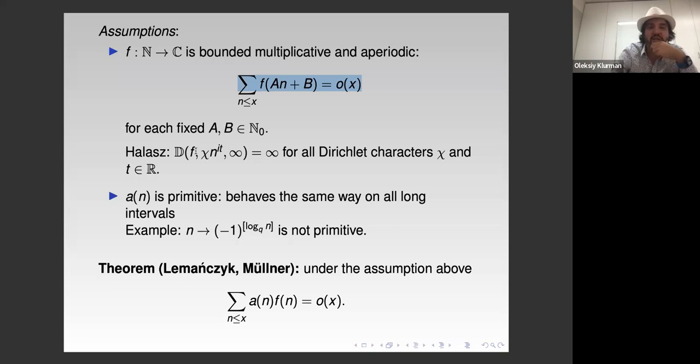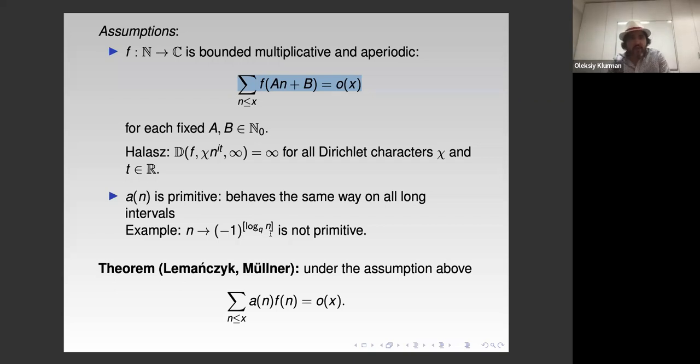And of course, if a_n is constant on very, very long intervals, then a_n and f might correlate. So you don't want to deal with automatic sequences which are not primitive. Basically, you want them not to be too constant on very large intervals, and any reasonable sequence does satisfy this. So Lemanczyk and Müllner really proved that under these two natural conditions, there was nothing special about Möbius, but automatic sequences decorrelate with any multiplicative function of this kind. So there is some kind of decorrelation of multiplicativity and automaticity.